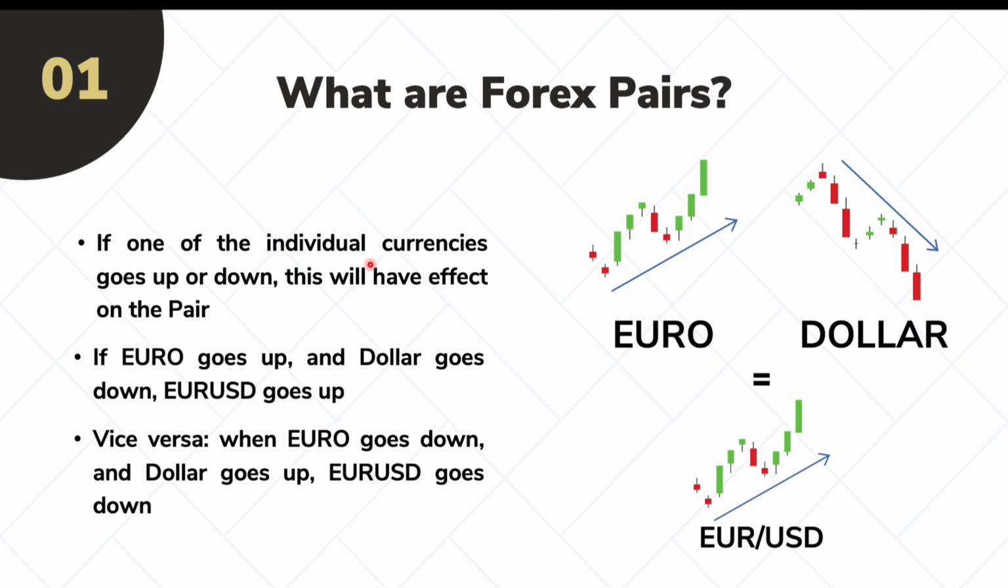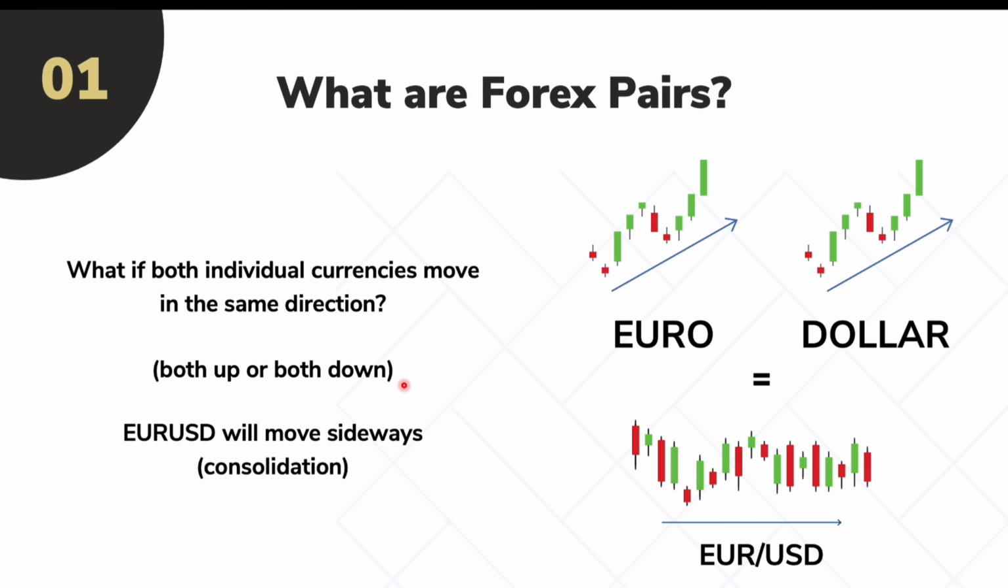If one of the individual currencies goes up or down, this will have an effect on the pair itself. So for example, if the euro goes up and the dollar goes down, so the base currency goes up and the quote currency goes down, that means because you're buying the euro and selling the dollar, euro dollar will go up. Vice versa, when the euro goes down and the dollar goes up, then euro dollar goes down, because the base currency goes down and the quote currency goes up.